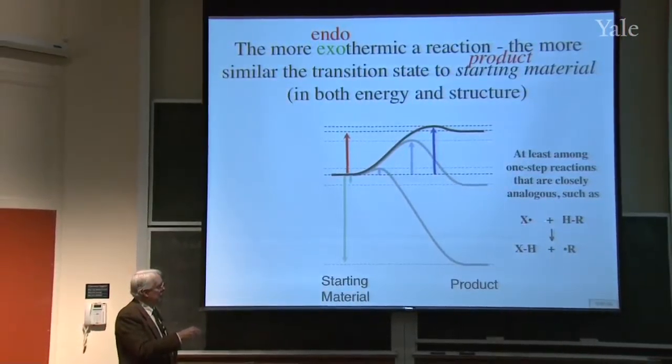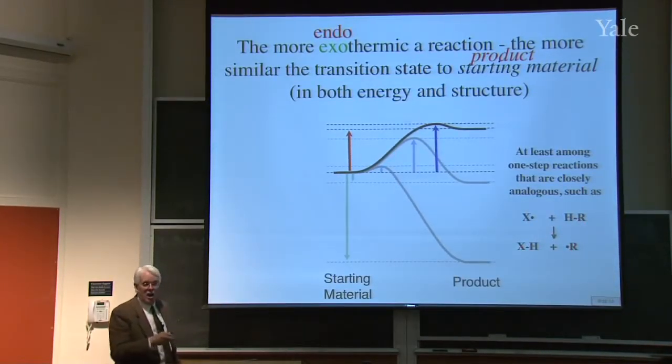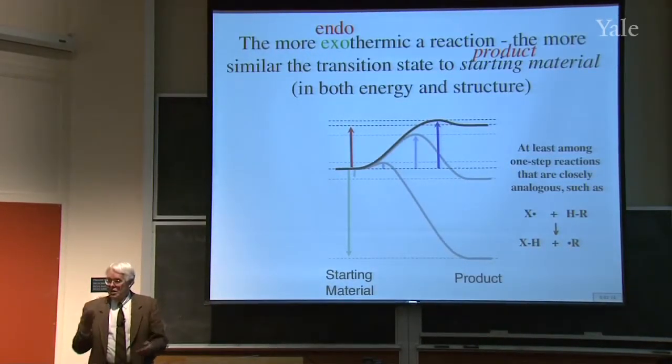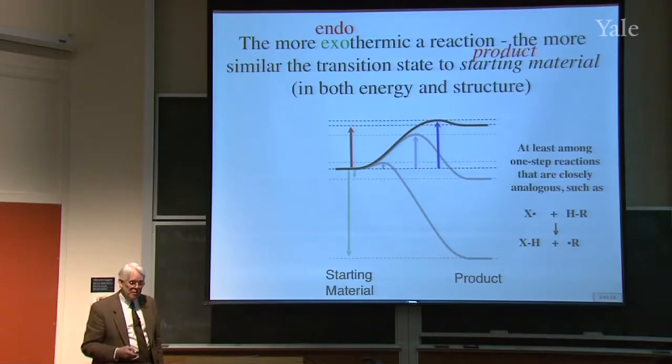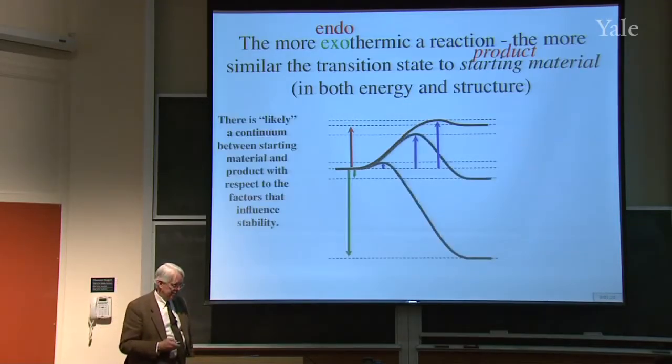If you have an X radical come up and take H away from R, but we vary X or we vary R to make the reaction more or less exothermic, right? Then we might be able to use this kind of reasoning to get from one to another. Knowing one, we can predict another.